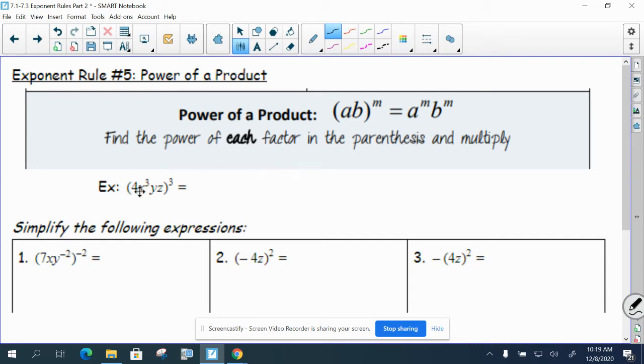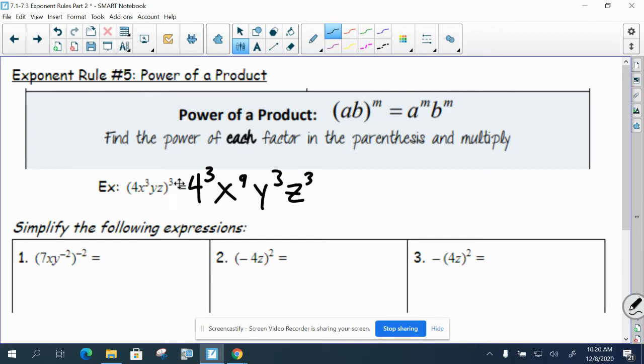So here you're doing 4 x to the third times y z all to the third power. So we're going to take 4 to the third power, and then we're going to take x. Now x will be to the 9th power because you're doing 3 times 3. And then y and z are to the first power, and 1 times 3 is just 3. So y to the third, z to the third.